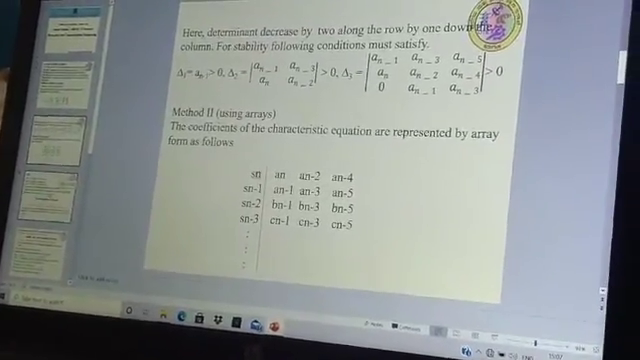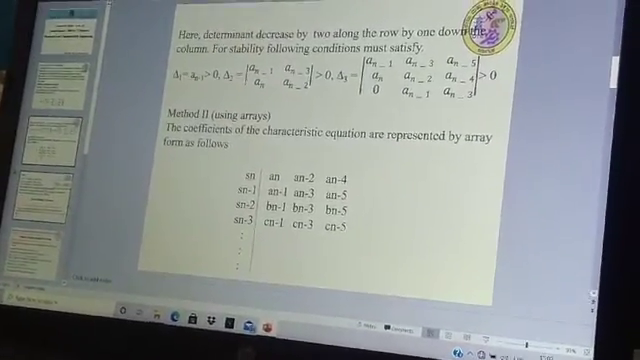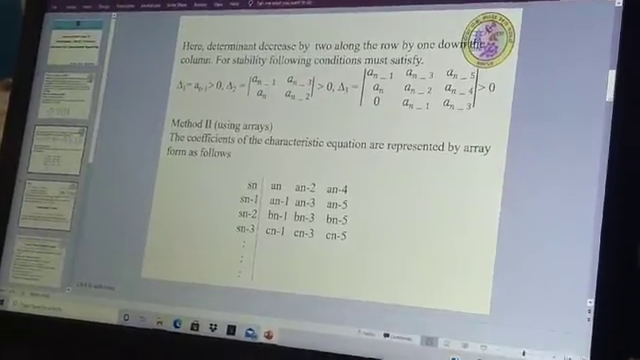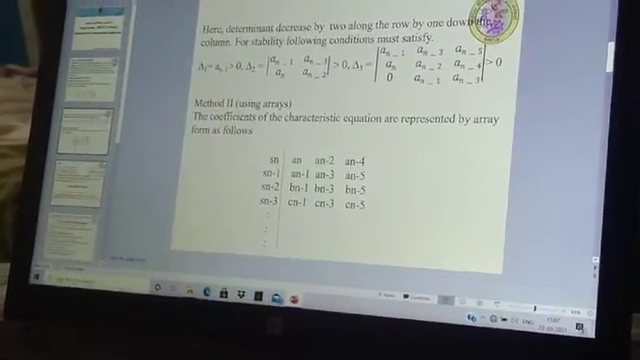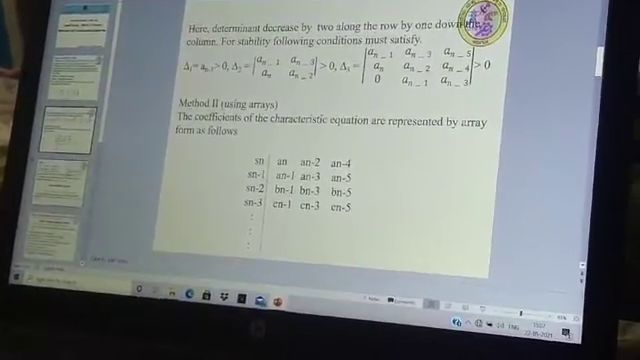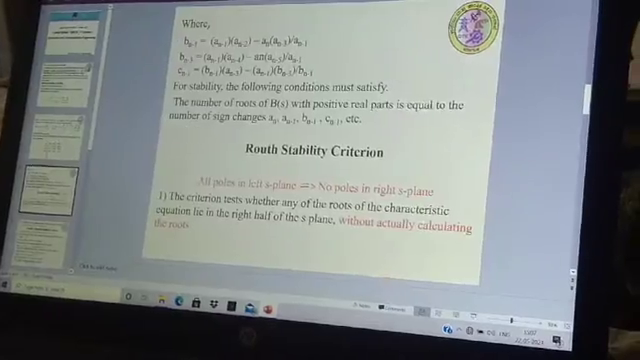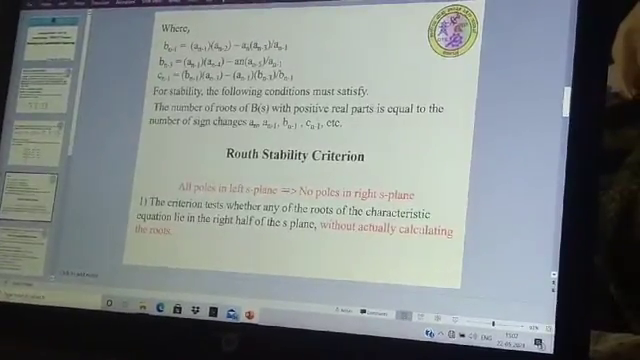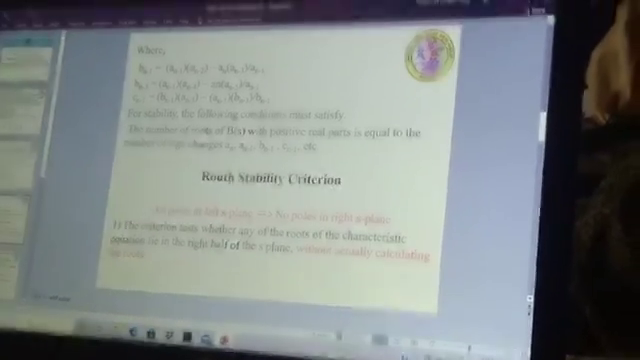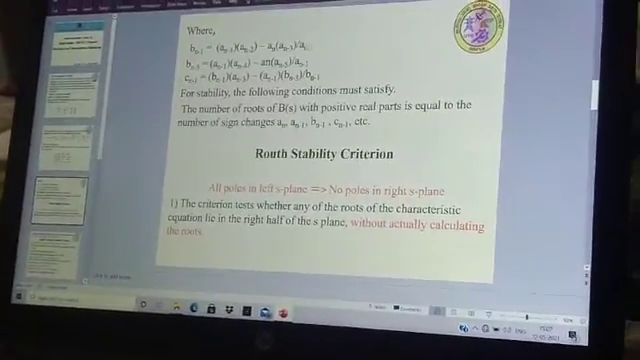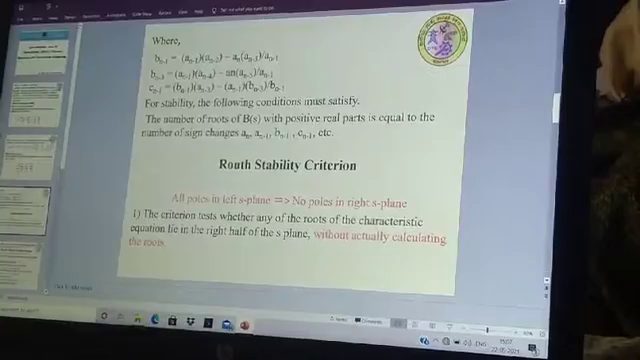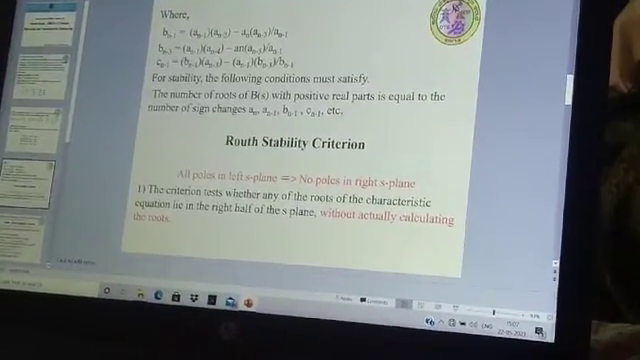Okay, so once a root in the right half of the S plane is present, that indicates the system is unstable. The number of roots of B(s) with positive real part is equal to the number of sign changes in the first column: an, bn-1, cn-1, etc.